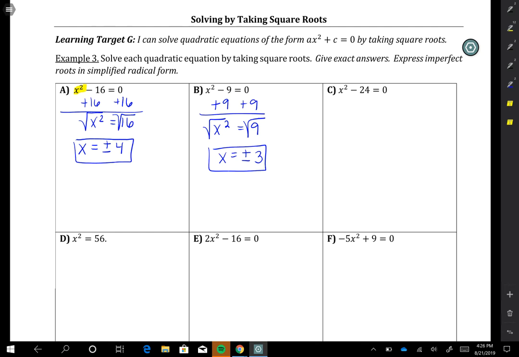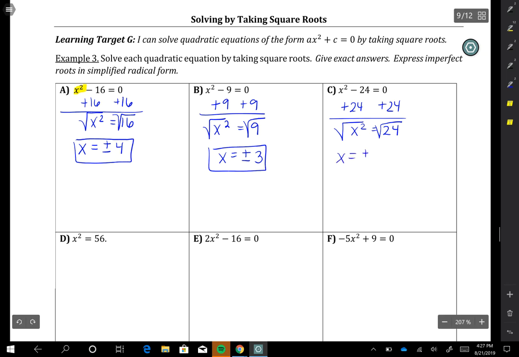Okay, letter C. It looks also a lot like letters A and B, but we will see soon that it is a little different. So x squared minus 24 equals 0. We are going to add 24 to both sides, which now gives us the equation x squared equals 24. Now we're going to take the square root of both sides, and here is where it becomes different. 24 is not a perfect square. So what we need to do is write this as x equals plus or minus the square root of 24. But then we need to simplify this radical like we've learned how to.